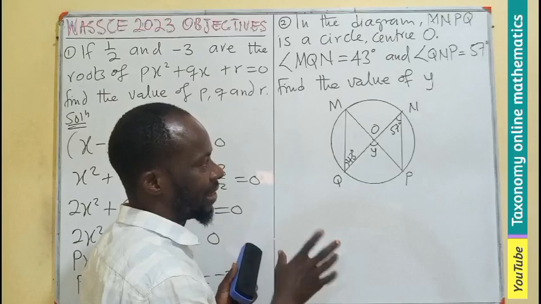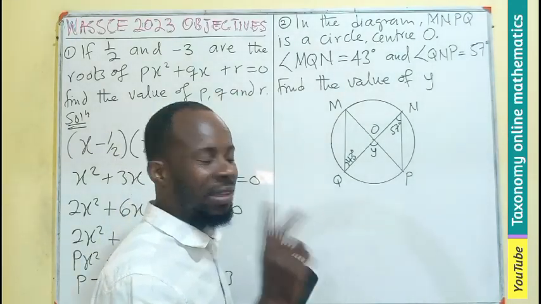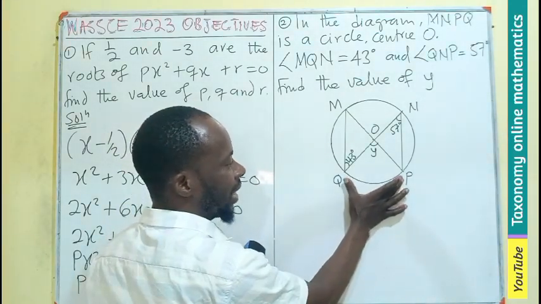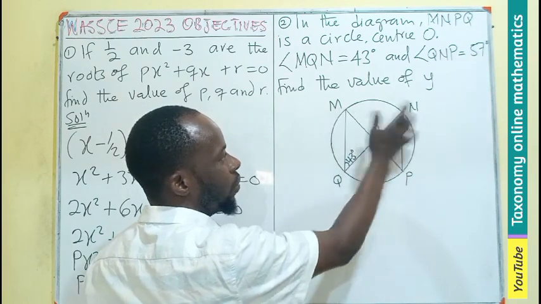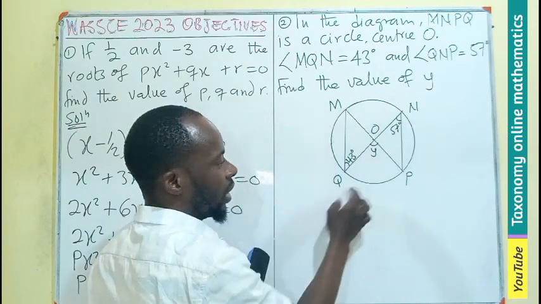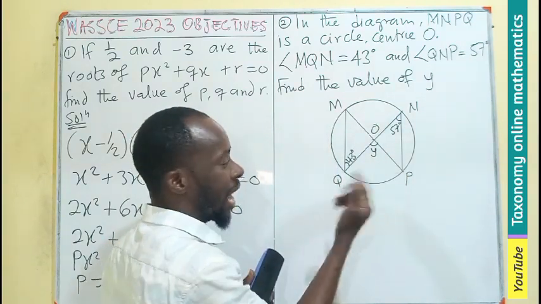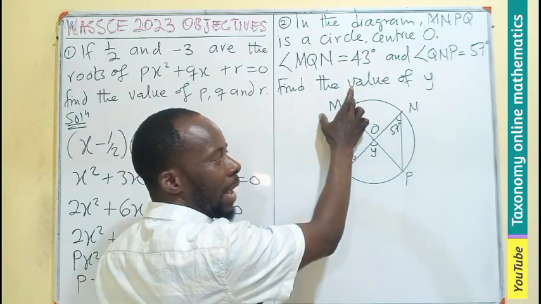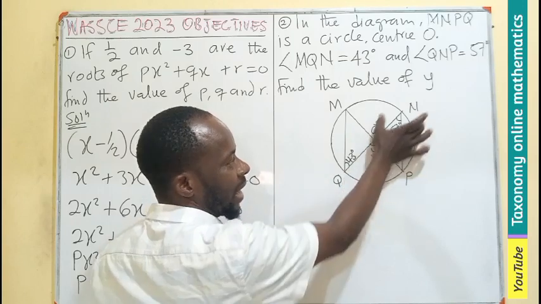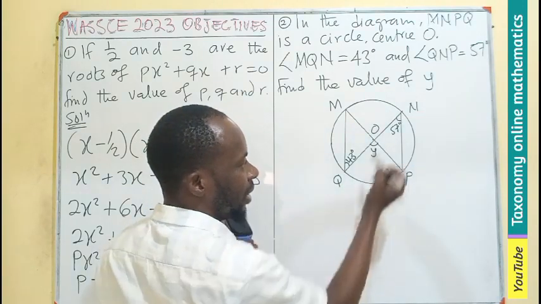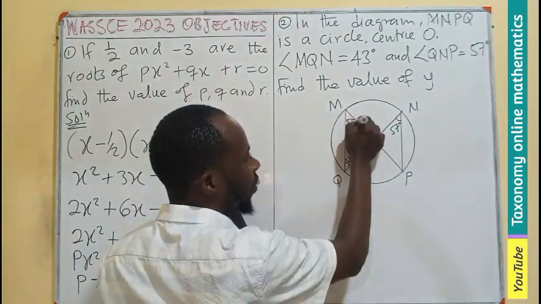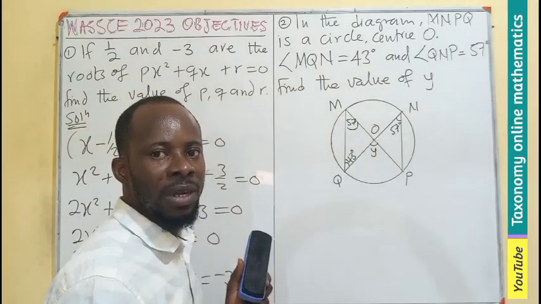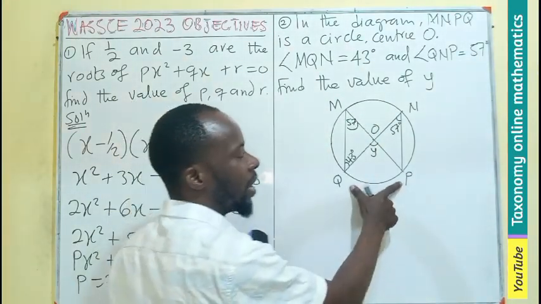Now, if you look at this carefully, we are going to use a property that says that the angles subtended by the same chord at the circumference are the same. So the chord, or we can say an arc, QP, subtends the angle at M. The same arc subtends the angle at N, meaning this very angle is the same as this very angle. They are all subtended by the same arc.